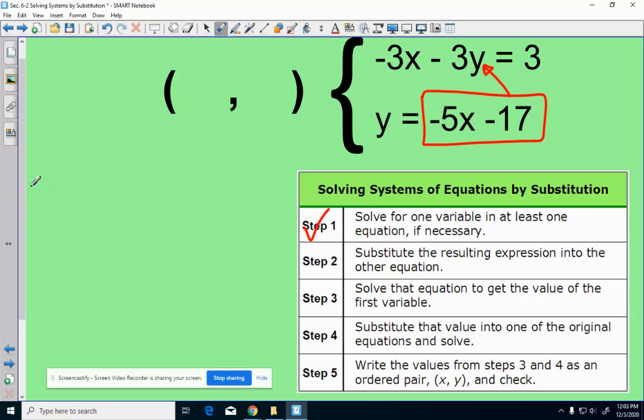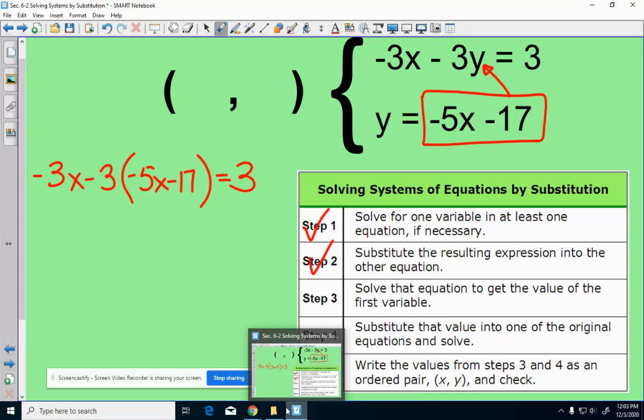Okay, good. So there you go. So negative 3x minus 3, but I am not going to write y. What is y equal to? The negative. Good. So instead of writing y, I'm going to write negative 5x minus 17. And that is equal to what? 3. Okay? Step 2 is done.